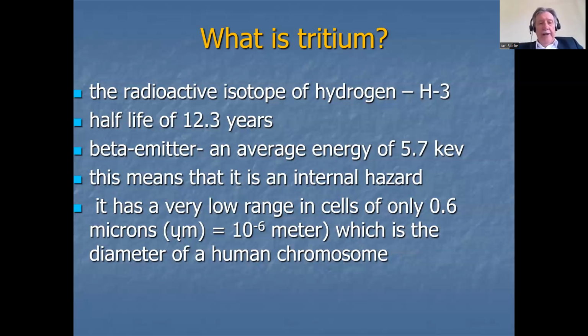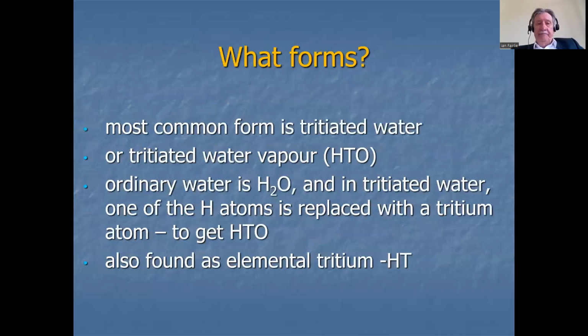It's got a low range in cells of only about 0.6 microns. That's millionths of a meter. And that's about the same diameter as a human chromosome. So wherever tritium is, you've got a danger zone. And of course, that's the whole body, effectively speaking. Okay, next slide.